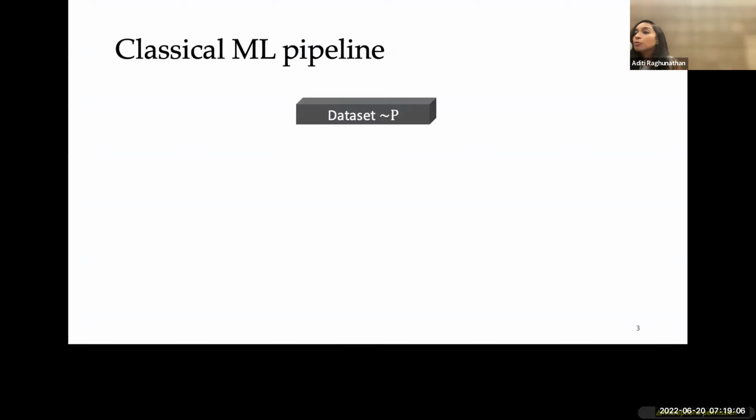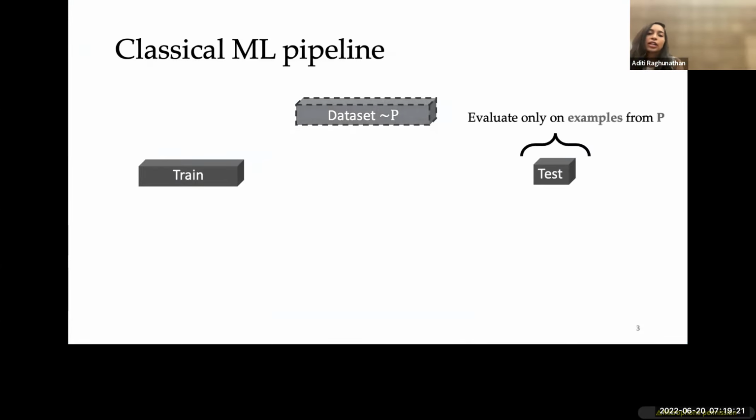As Ludwig mentioned, what we typically do in machine learning is we collect a data set of examples, and these come from some underlying distribution P. And then we split this typically into a train and a test set. We train on this training data, and we evaluate only on examples that come from the same distribution P that the training data was obtained from. Most benchmarks, as well as theory, study this setting where we care about held out test examples from the distribution P that the training data came from.